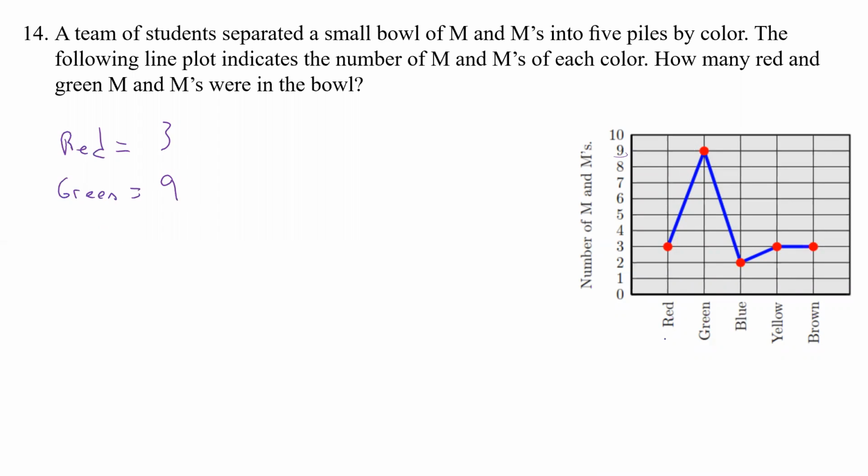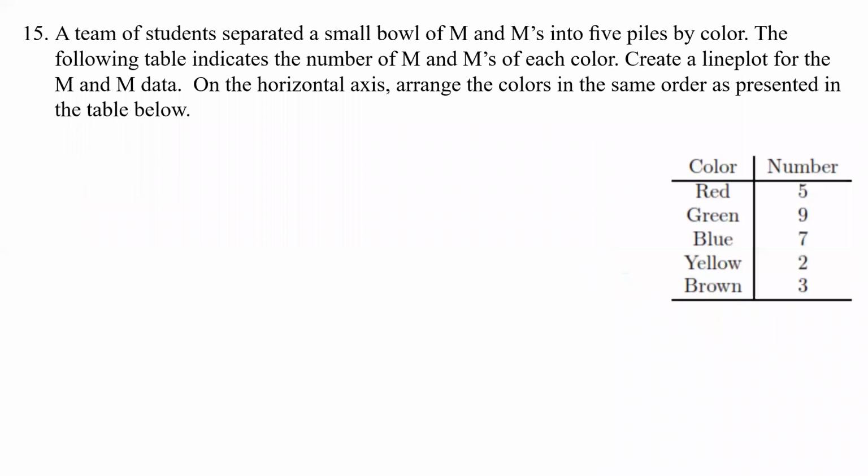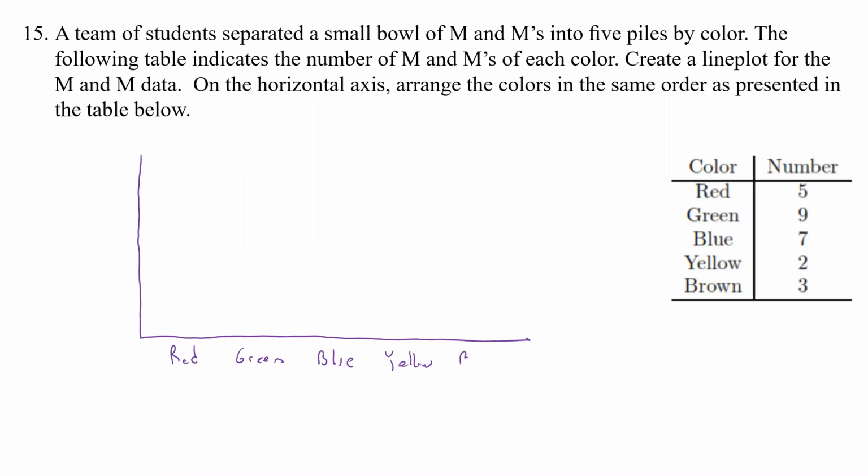And again, it's just looking at whatever color we needed and then following the dot off to the left to see how many there were of each color. Now this time they want us to actually draw the graph, and they want a line plot, it looks like. So we've done all the separating into colors again, and now we want to draw the line graph. Let's say we have red, and then green, and then blue, and then yellow, and then brown.